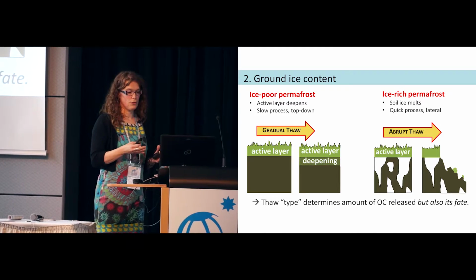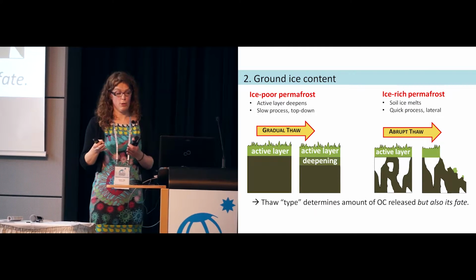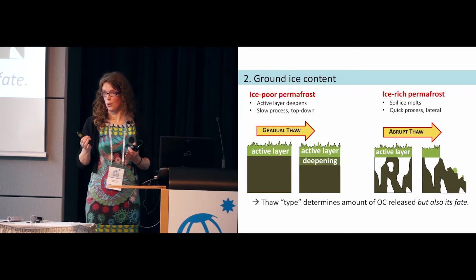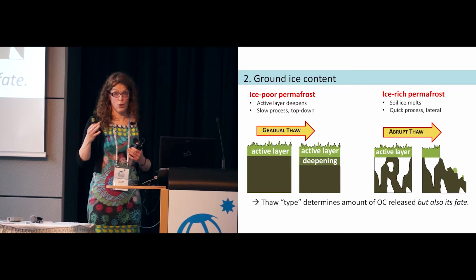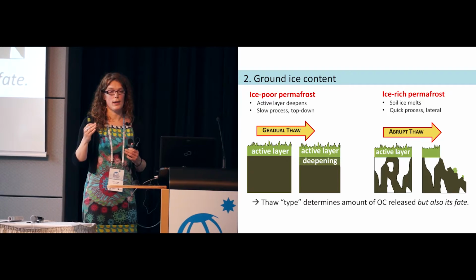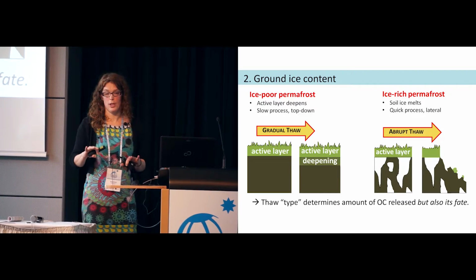So the type of thaw determines the amount, but at the same time, most likely, you have to look at more than just the release. The fate is also important. So with abrupt thaw, you get a lot of organic carbon release, relatively speaking, but most likely, lots of it just ends up in the sediments.